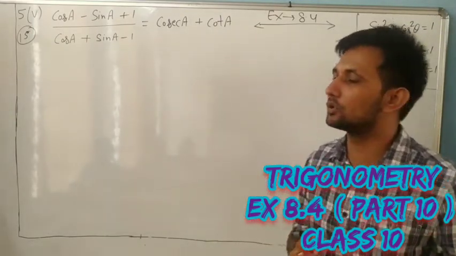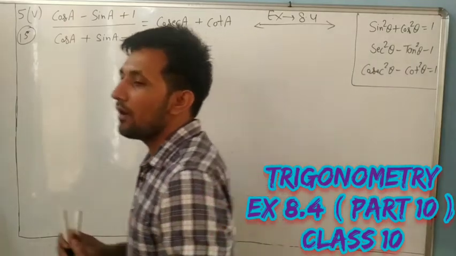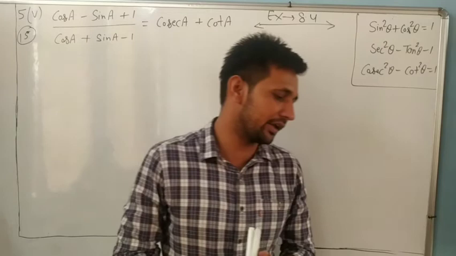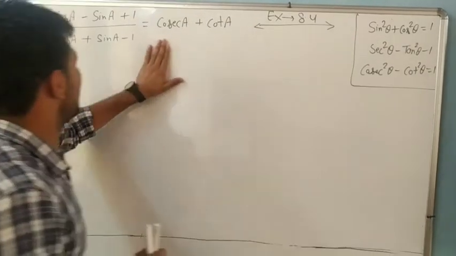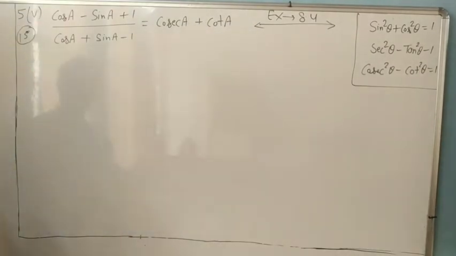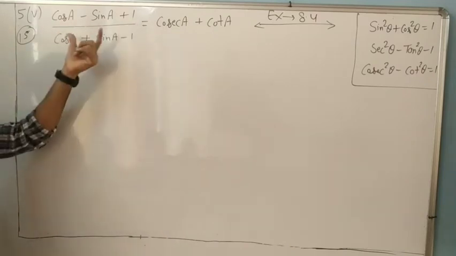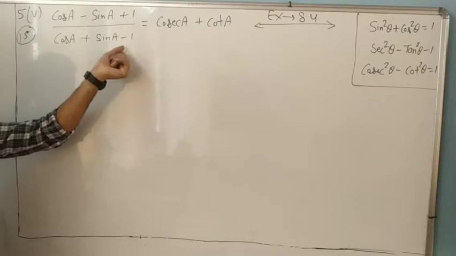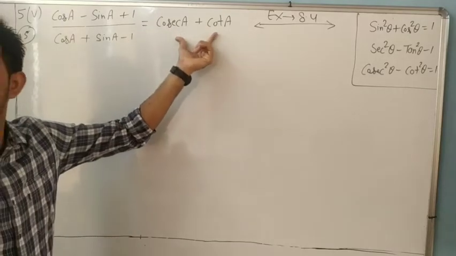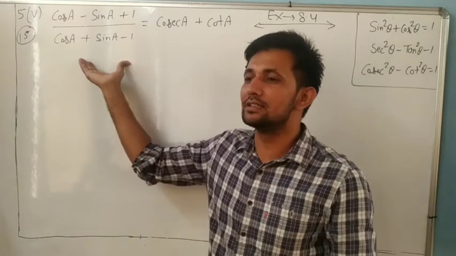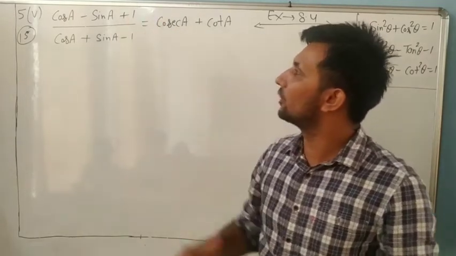Okay dear, because I have already told you every time first we will convert in sine and cos. So only in this question, look, we want to prove that (cos a minus sine a plus 1) upon (cos a plus sine a minus 1) equals cosec a plus cot a. It is already given in sine and cos. So what will we do?